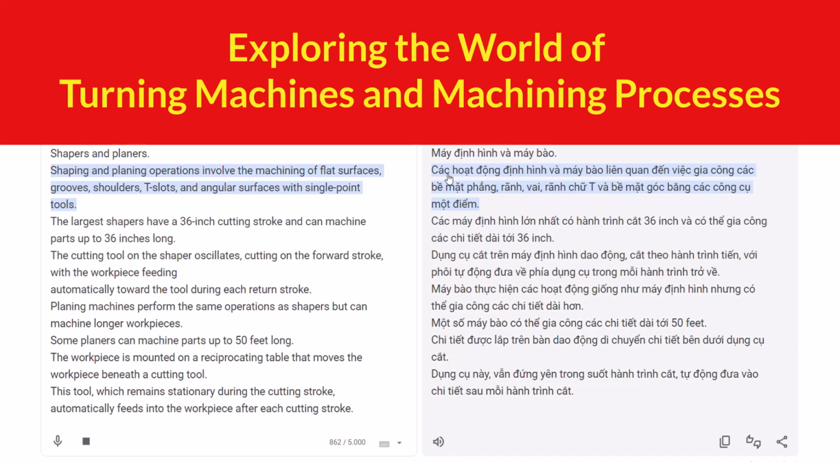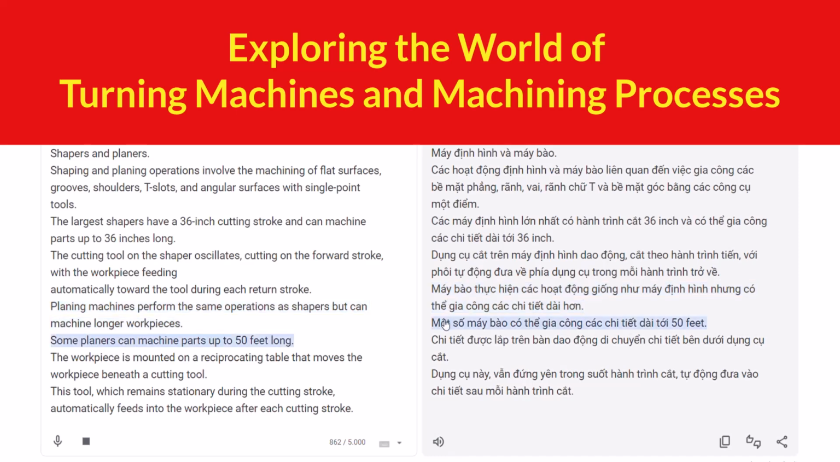Shapers and planers. Shaping and planing operations involve the machining of flat surfaces, grooves, shoulders, T-slots, and angular surfaces with single-point tools. The largest shapers have a 36-inch cutting stroke and can machine parts up to 36 inches long. The cutting tool on the shaper oscillates, cutting on the forward stroke, with the workpiece feeding automatically toward the tool during each return stroke. Planing machines perform the same operations as shapers but can machine longer workpieces.